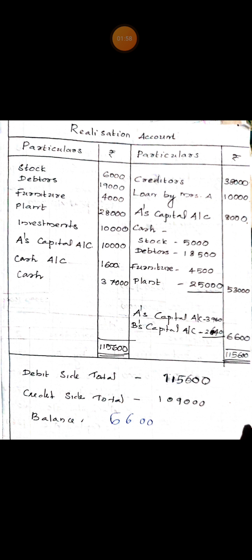First, transfer external liabilities to the credit side of realization account. External liabilities are creditors and loan by Mrs. A. Creditors 38,000, loan by Mrs. A 10,000. Write it on the credit side of realization account. Credit side: creditors 38,000, loan by Mrs. A 10,000.